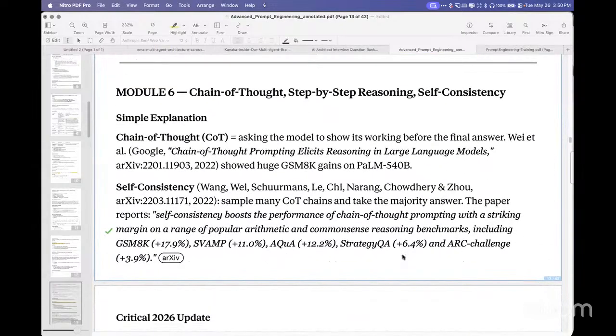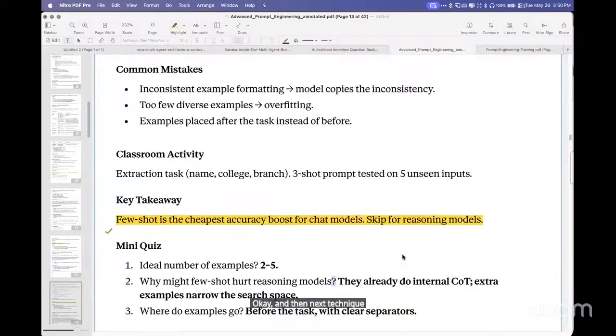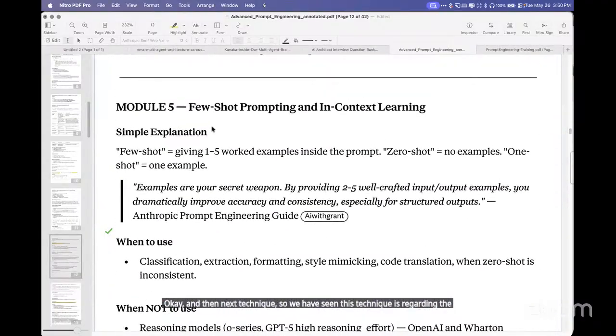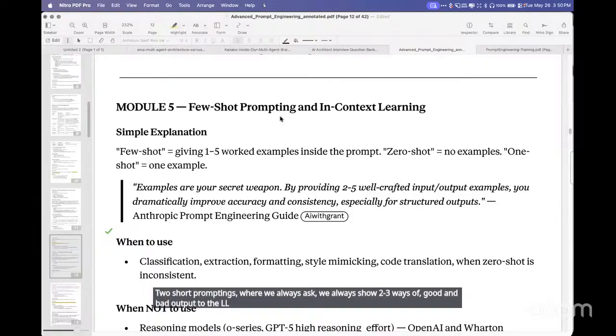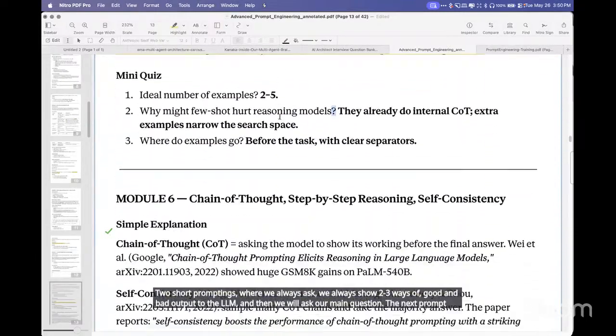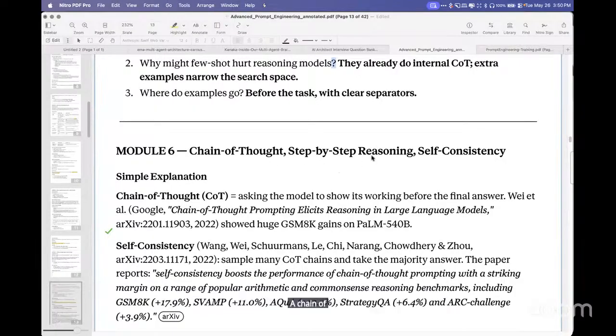Okay, and then the next technique. We have seen the technique regarding two-shot prompting, where we always show the LLM 2 or 3 examples of good and bad output, and then we ask our main question. The next prompting technique is chain of thought prompting, or step-by-step reasoning, or self-consistency.